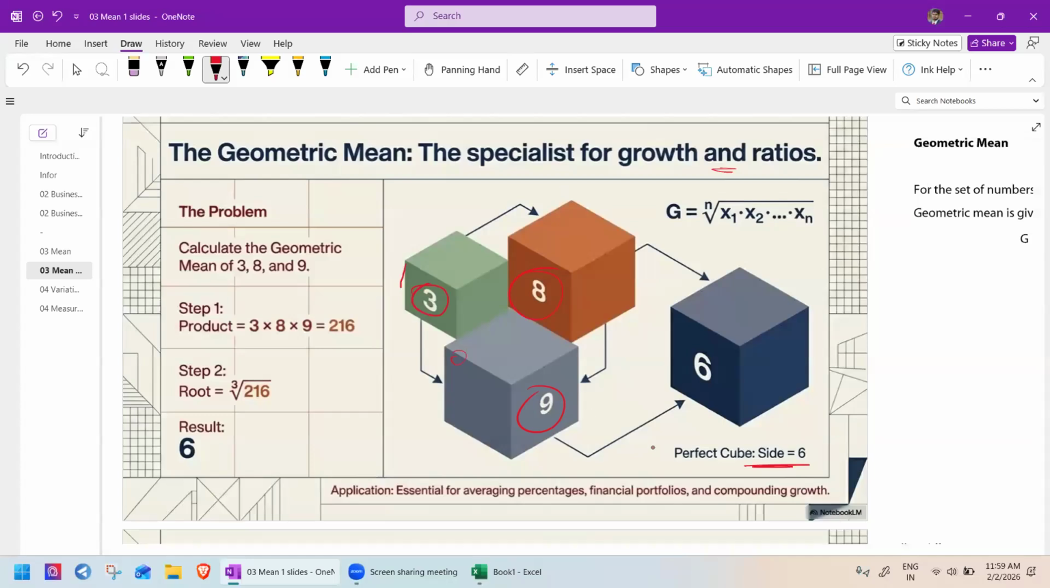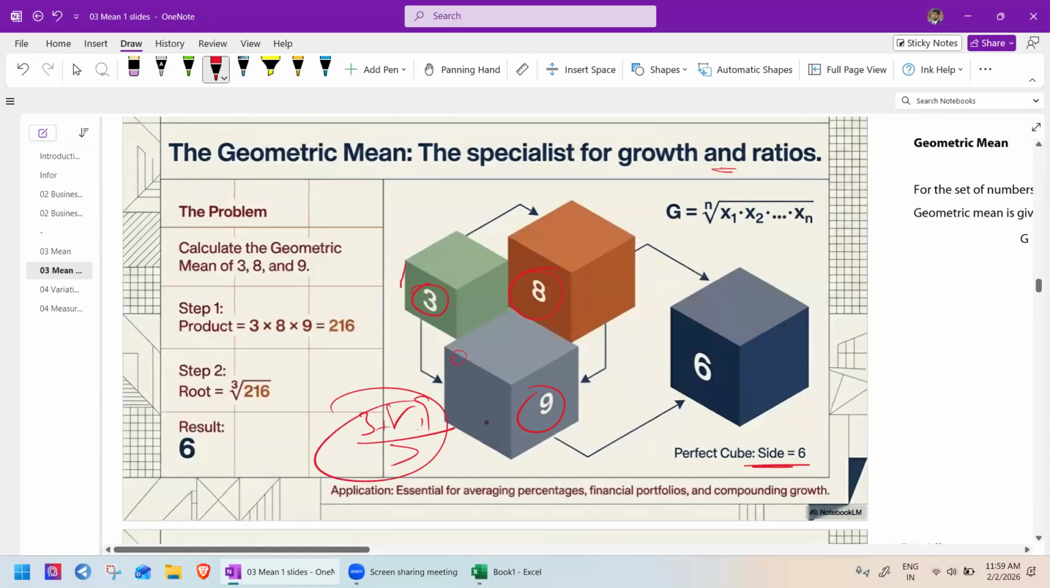In this instance, when we apply 3 plus 8 plus 9 divided by 3, it will not give us a correct answer. If we apply the geometric mean, it will give us the correct answer. This is the formula for the geometric mean. Yes, the perfect cube side will be 6.